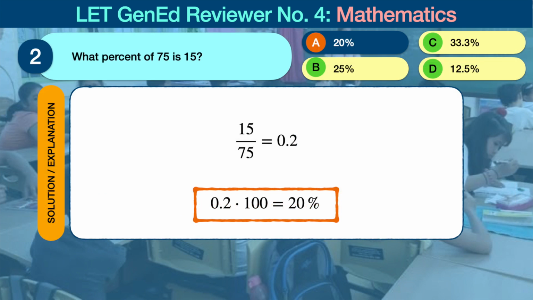The correct answer is A. 20%. To find out what percent of 75 is 15, we simply divide 15 by 75 to get 0.2, a decimal number. To convert a decimal number into percent, we simply multiply it by 100. Therefore, 15 is 20% of 75.